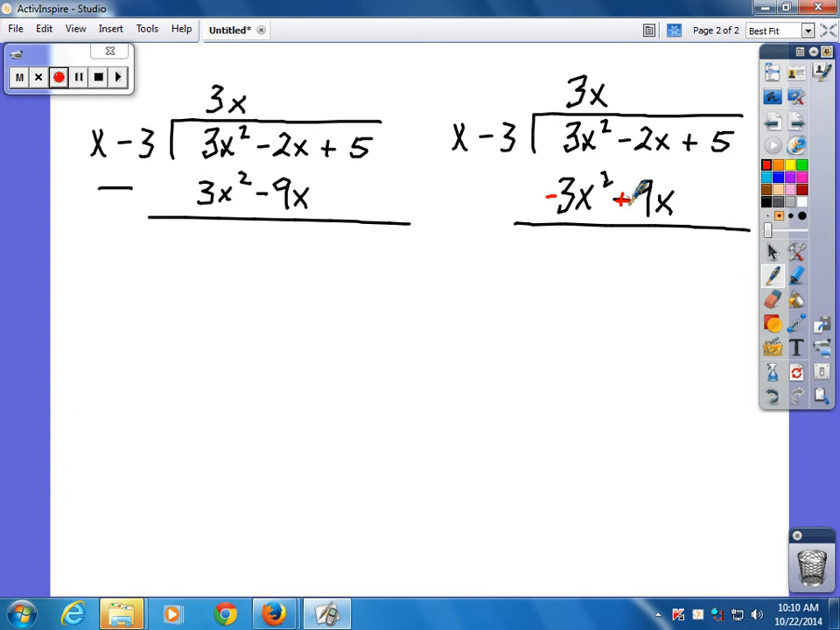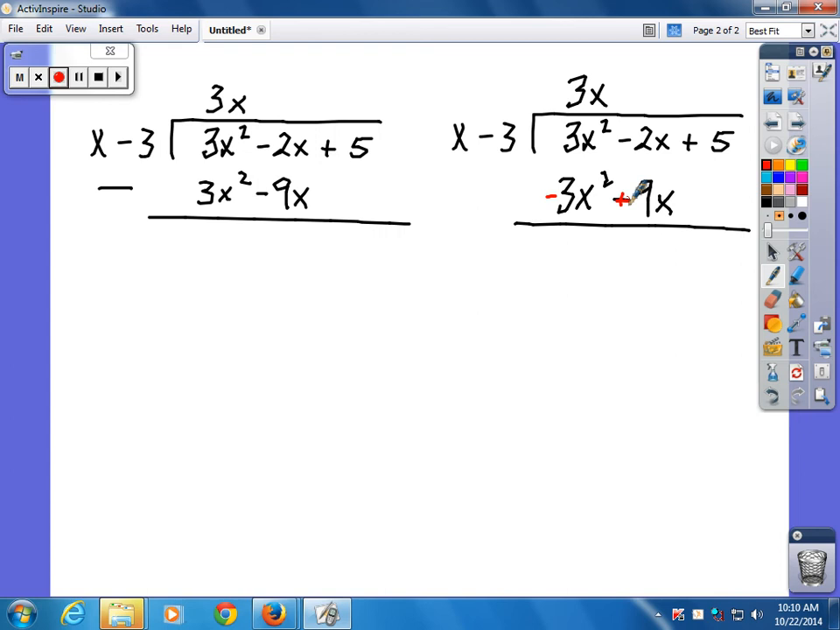In other words, don't distribute the negative and just say 3x squared minus 3x squared and negative 2x minus a negative 9x. Or you can distribute the big negative, which will make it a little negative and a little positive, and just add them together.